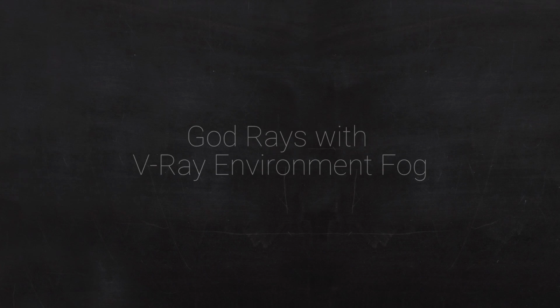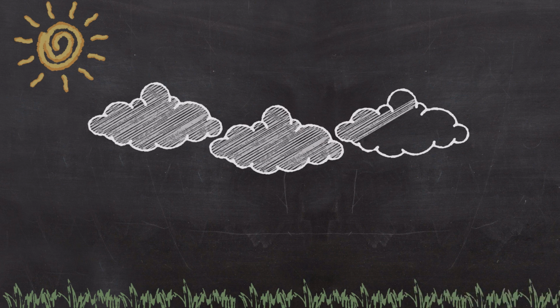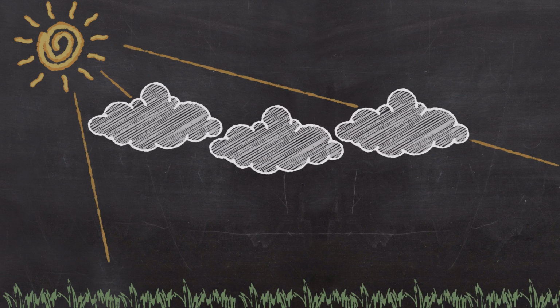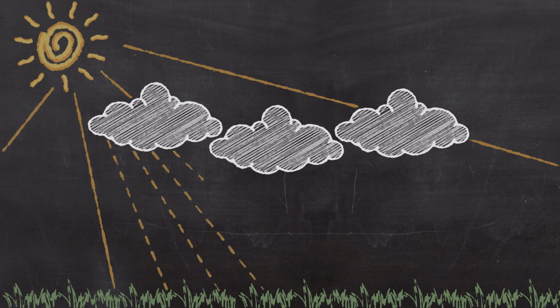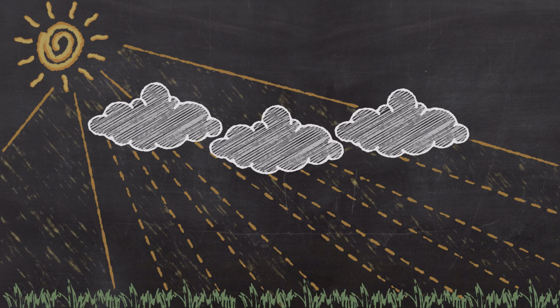In this video, we'll take a closer look at how we can use VRay environment fog to create a volumetric effect known as God rays. There are different circumstances that may lead to the formation of crepuscular rays, also known as God rays, in the atmosphere. As an example, light passing through clouds in the sky could cause this effect. Also, light passing through dusty or foggy atmosphere could cause the God rays effect as well.